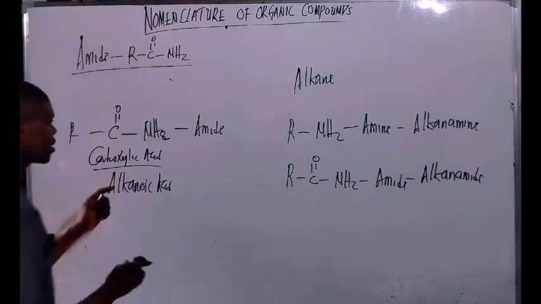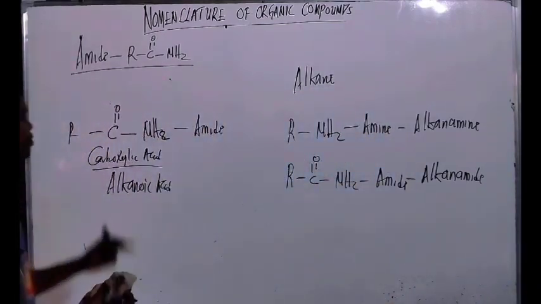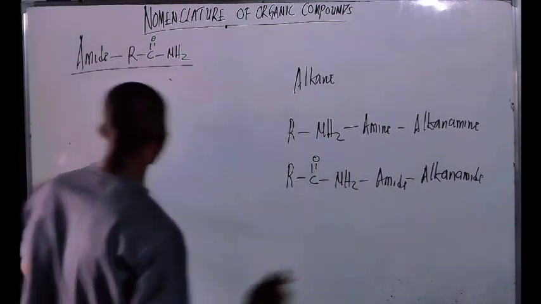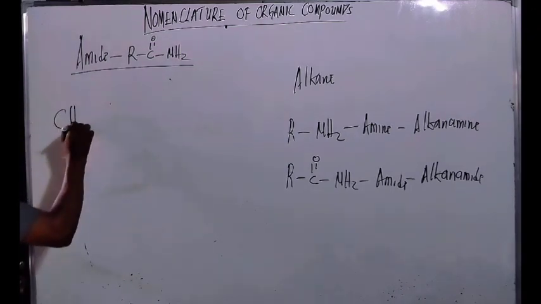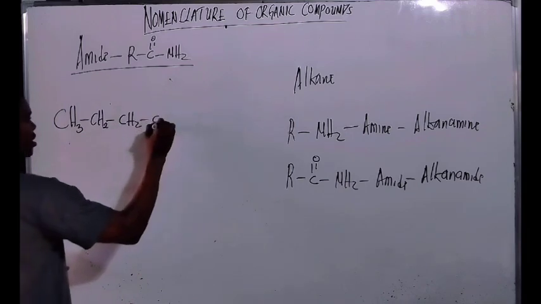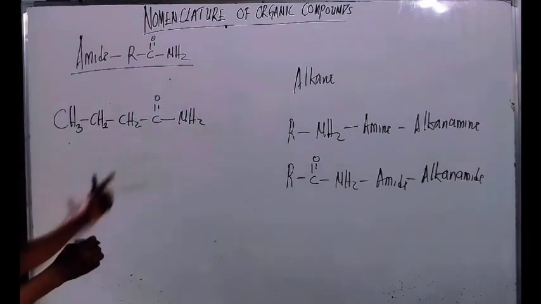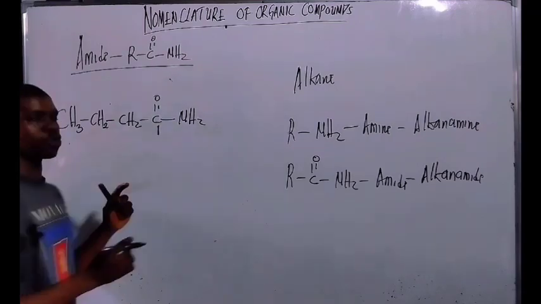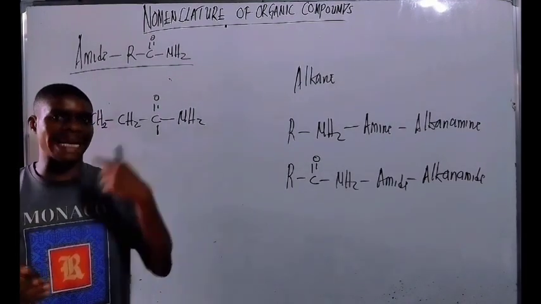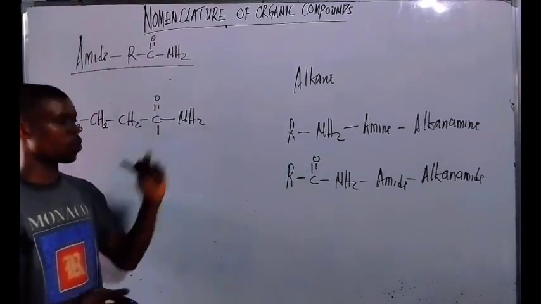Now, one thing about amides here is that the functional group is always carbon 1. So, for example, you have CH3, CH2, CH2, C, NH2. This guy is always carbon 1. So the position of the functional group is not needed because it's always carbon 1.